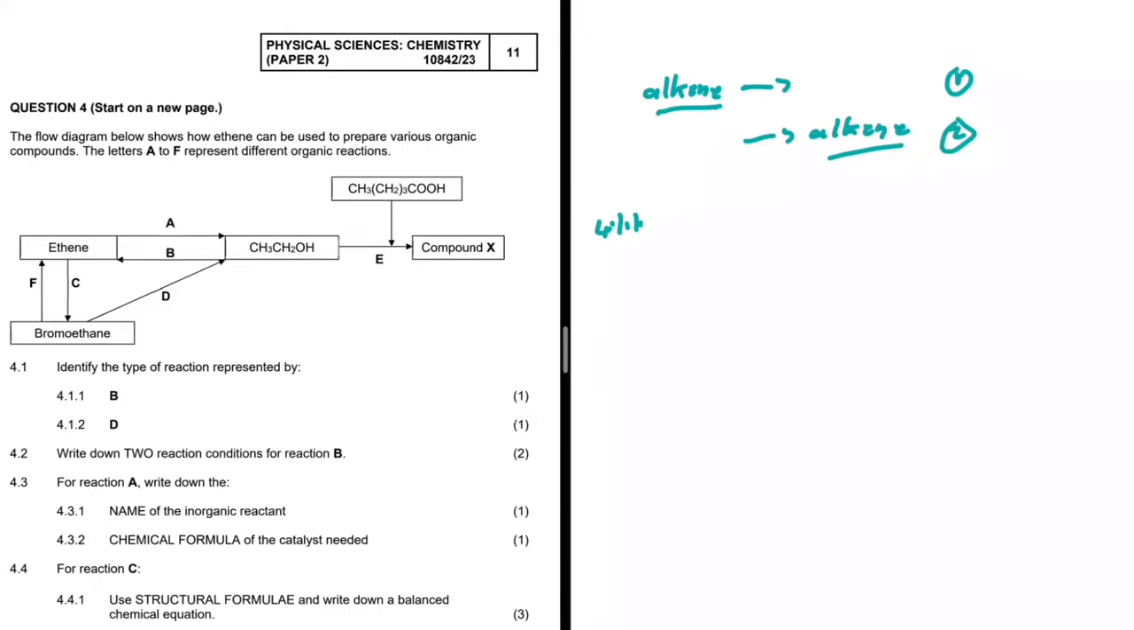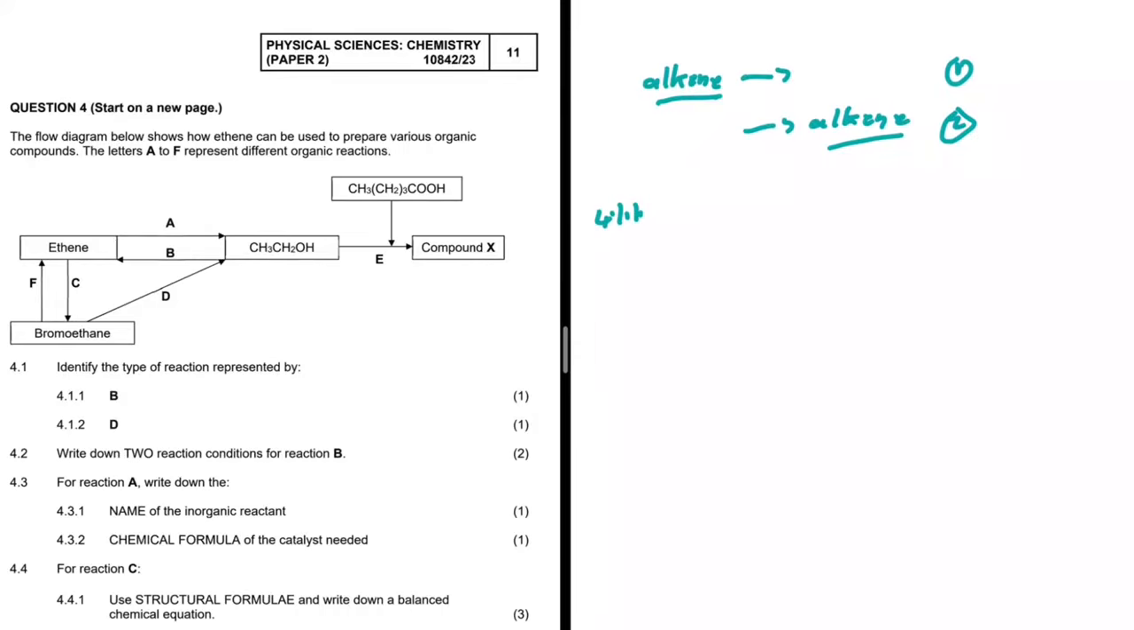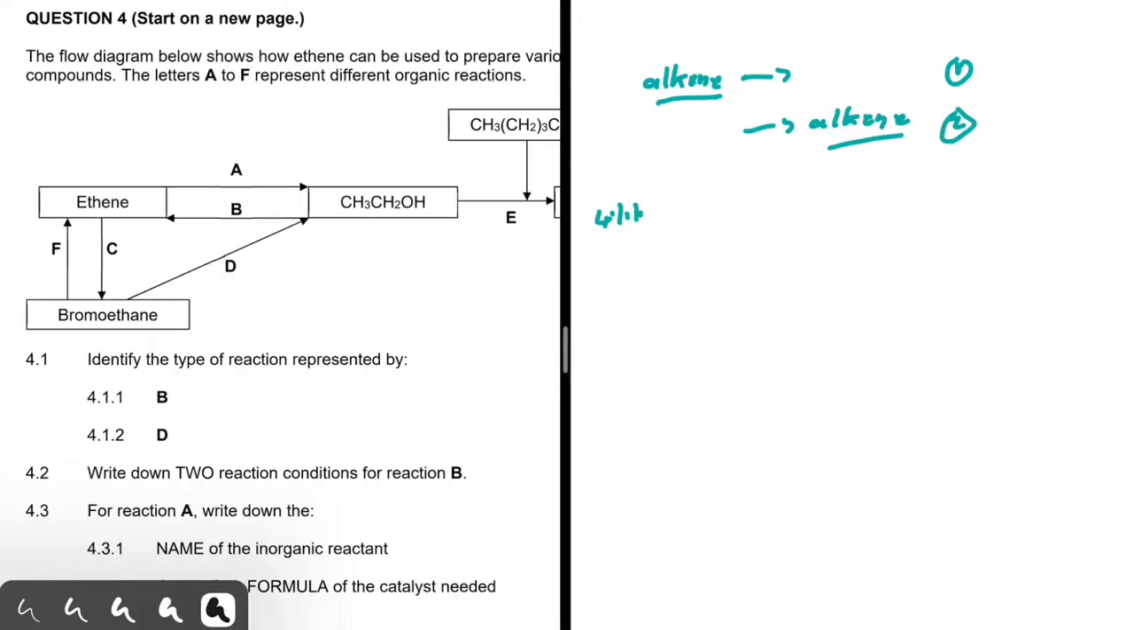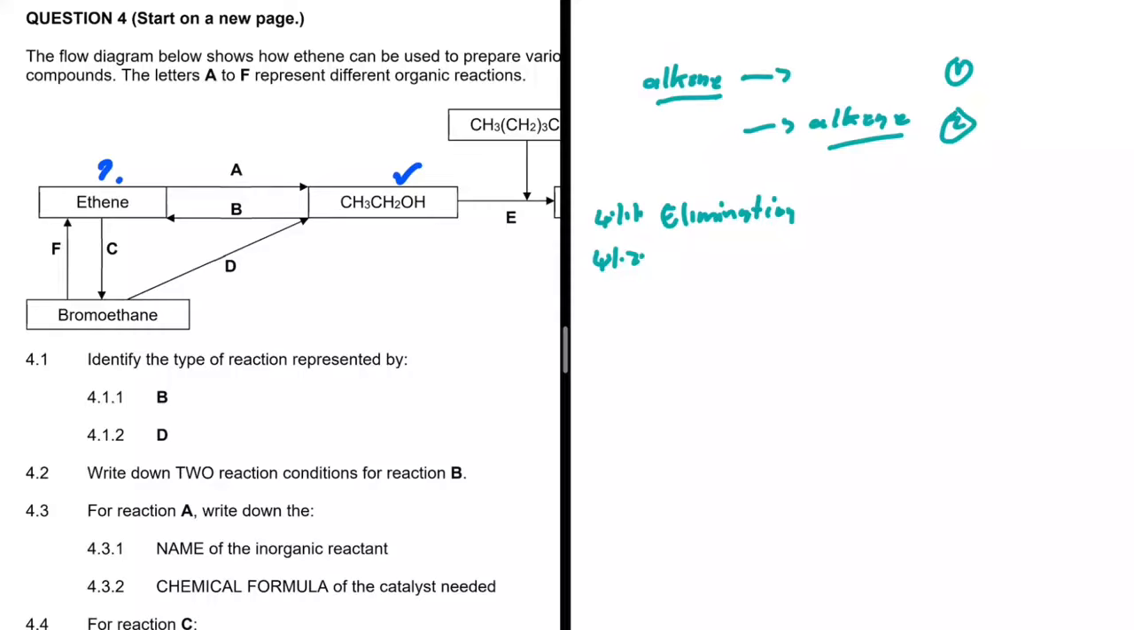4.1.1, identify the type of reaction represented by B. So take a look at reaction B. Does it start with an alkene? No, it does not. It starts with an alcohol. So it cannot be an addition reaction. Does it end with an alkene? Yes, it does. As soon as we see that, we know that it is an elimination reaction because it ends with an alkene. Those are the only two things we need to look at. If it didn't end with an alkene, then it would be a substitution reaction. That is 4.1.1. Let's take a look at 4.1.2.